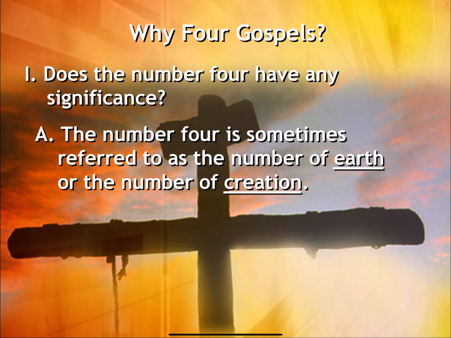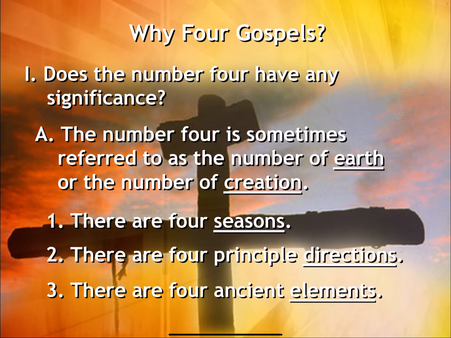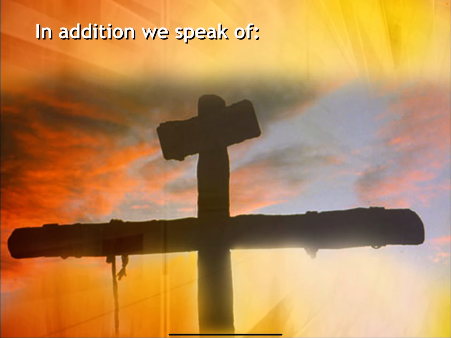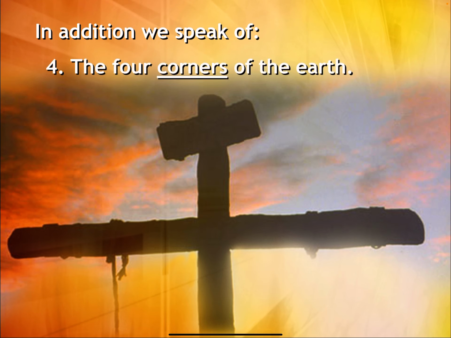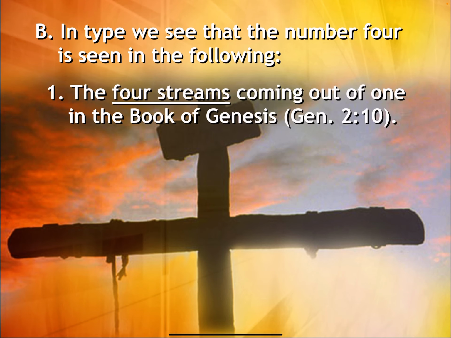The number four is sometimes referred to as the number of earth or the number of natural creation. There are four seasons, there are four principal directions, and there are four ancient elements. In addition, we speak of the four corners of the earth, the four winds.